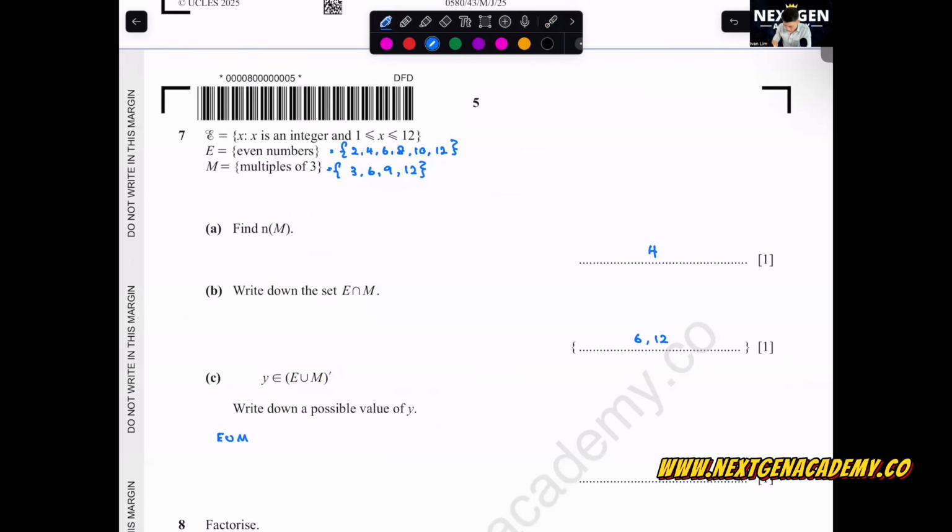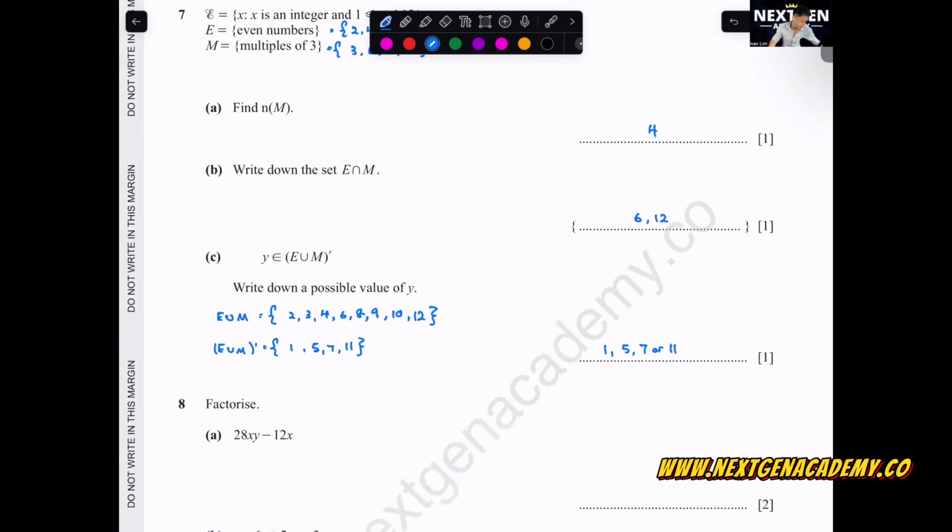So E union M has what numbers? 2, 3, 4, 6, 8, 9, 10, 12. Okay, what is not inside the set here? So E union M prime is 1, 5, 7, 11. You write one of these answers. Don't have to write all of it. 1, 5, 7, or 11. You don't have to list it down also. This is just the full explanation of it. Okay, this is question 7.